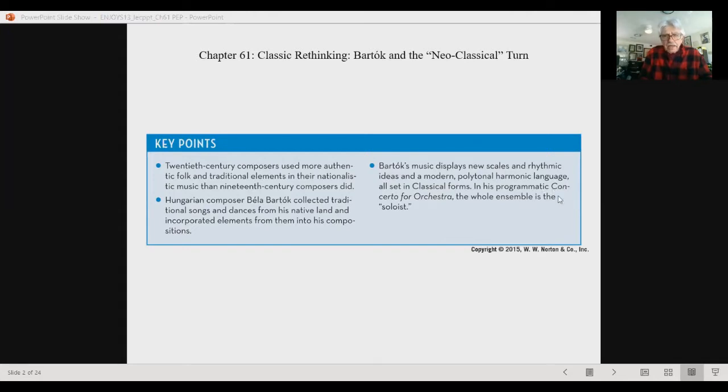In his programmatic Concerto for Orchestra, the whole ensemble is the soloist. So it's really a concerto grosso, and it says it's programmatic. And I don't know if you noticed, but initially I had this piece of music under our swing through program music. But then I examined it closer and I said, no, this is not really program music. It's absolute music, and it's a better example of absolute music.